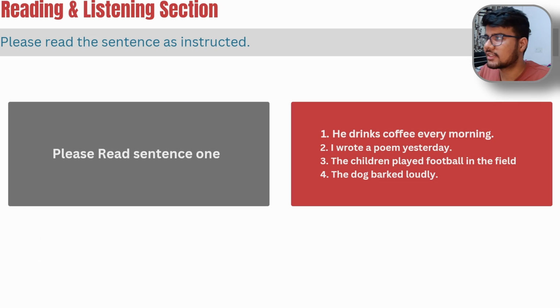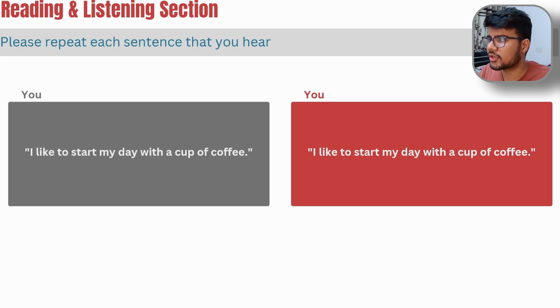Now the main thing to discuss here is the reading and listening section. Please read the sentence as instructed. There would be a sentence. It can be, he drinks coffee every morning. I wrote a poem yesterday. The children played football in the field. The dog barked loudly. These are the sentences that they may give you, and you can see, please repeat each sentence that you hear.